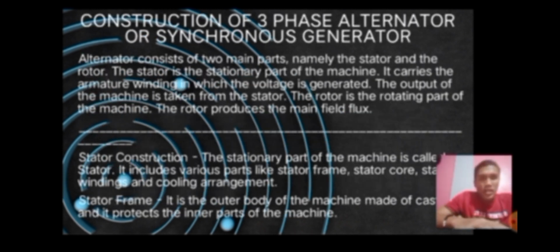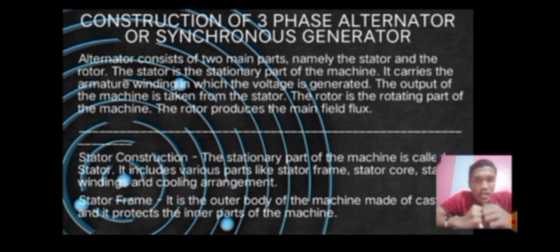Construction of three-phase alternator or synchronous generator. The other term for a three-phase alternator is synchronous generator. The alternator consists of two main parts. As stated here, the first part is the stator and the second part is the rotor.